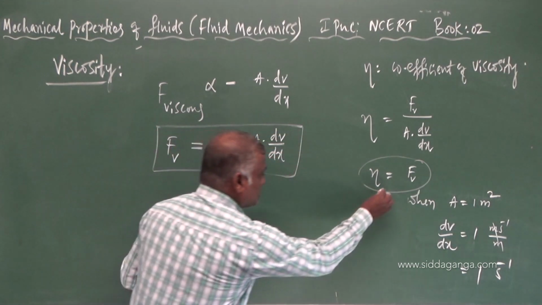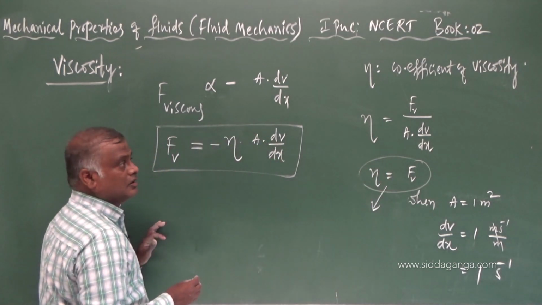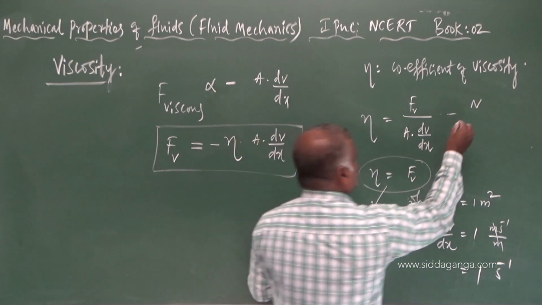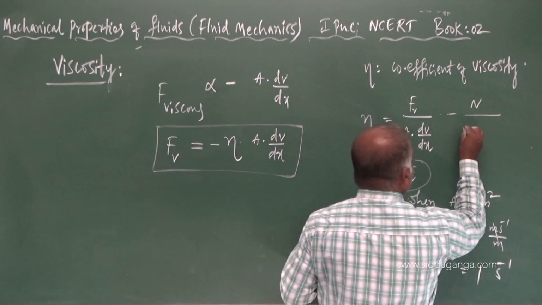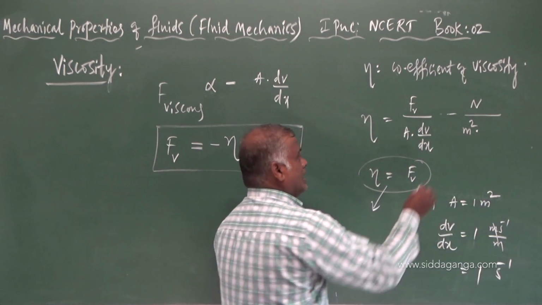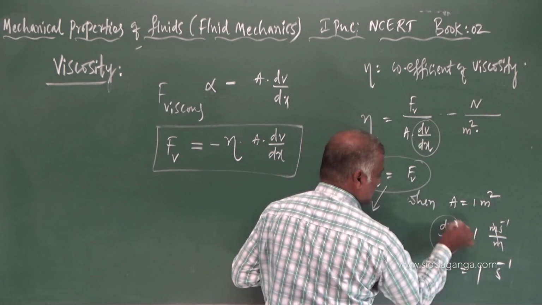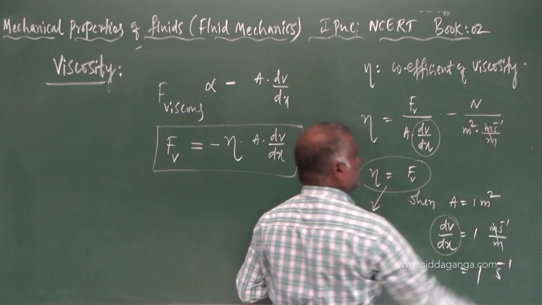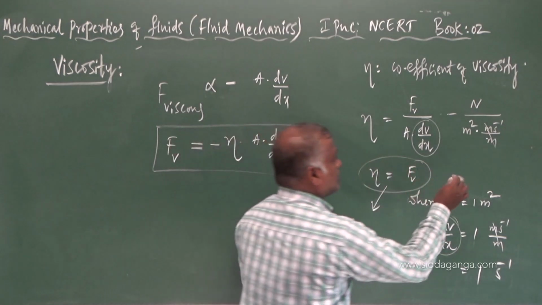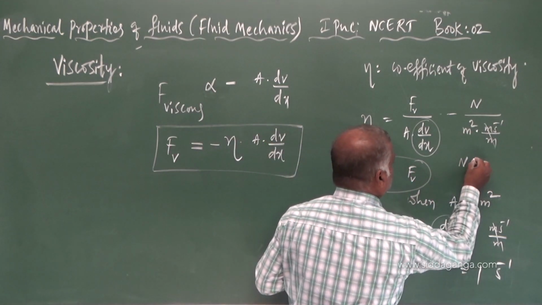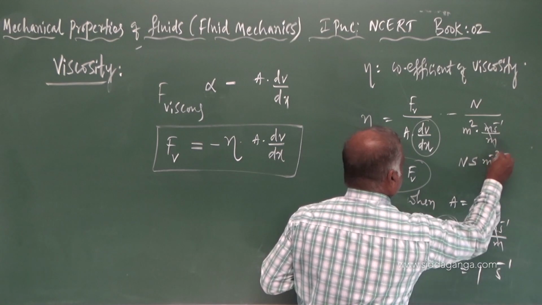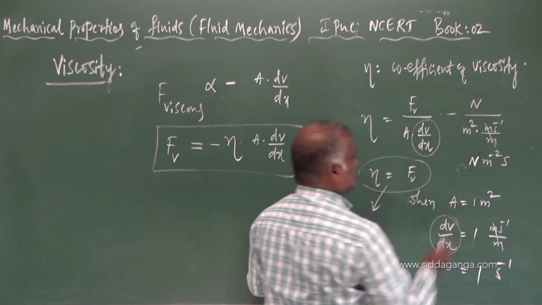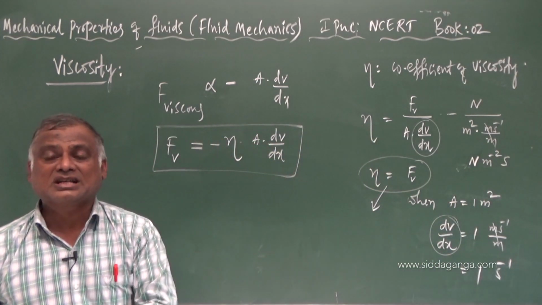Now here, the same thing, formula: in this formula, Newton is the SI unit divided by area, which is meter square. Again, this velocity gradient, as just said, is meter per second per meter. Meter cancels, simplify, Newton second per meter square, or you can say Newton per meter square second.